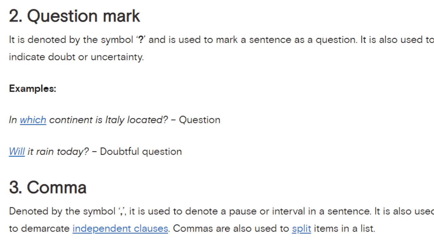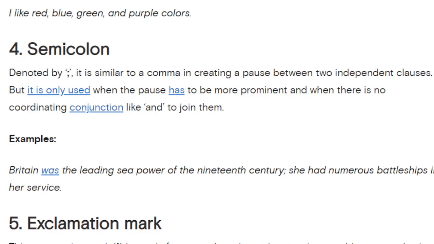Next is comma. Comma is denoted by the symbol this one. It is used to denote a pause or interval in a sentence. It is also used to demarcate independent clauses. Commas are also used to split items in a list. Here are few examples. I like red, blue, green and purple colors. So we have to take a pause when we are coming across a comma.